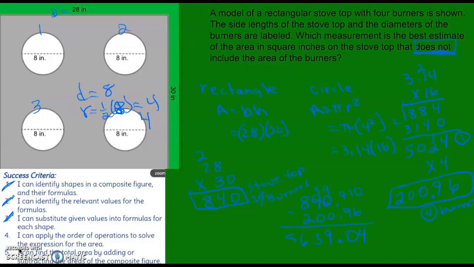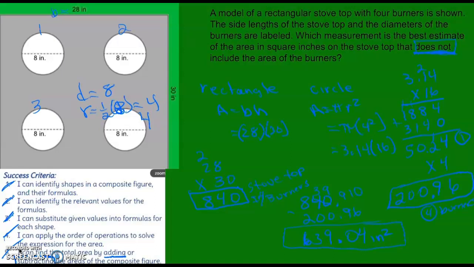Okay. So this is the, I don't know why I was going to put a money sign on there. Let me fix that. 639.04 square inches. That is the area of the stovetop. Okay. And remember, on number 5, yesterday we were adding. Today we are subtracting. Okay. And thank you. I hope that helps you solve the rest of the problems.